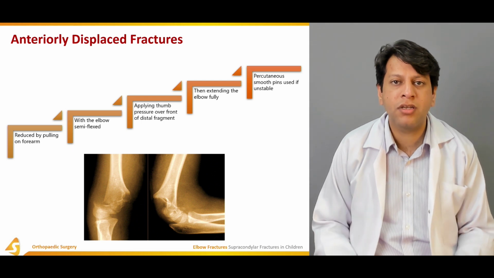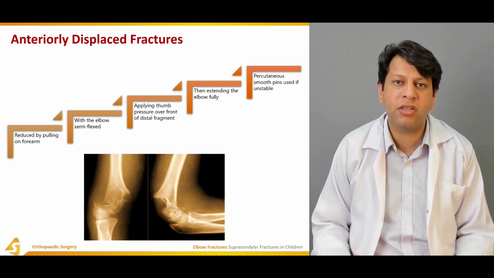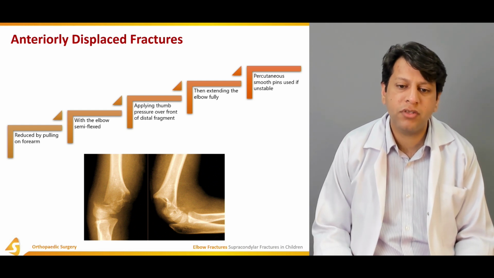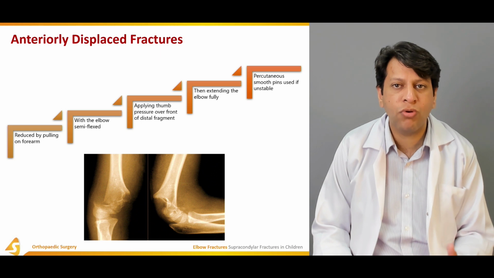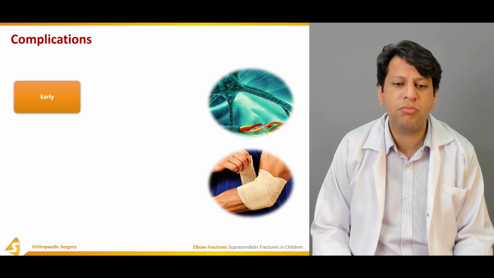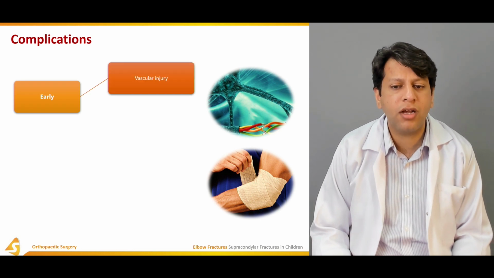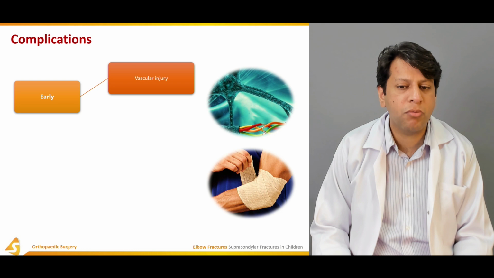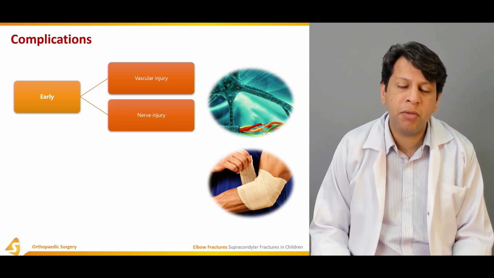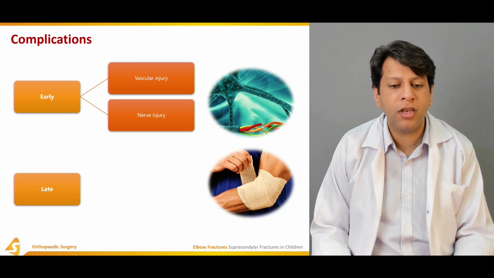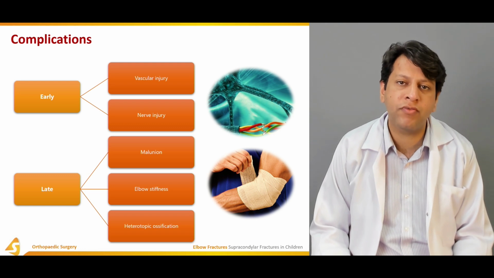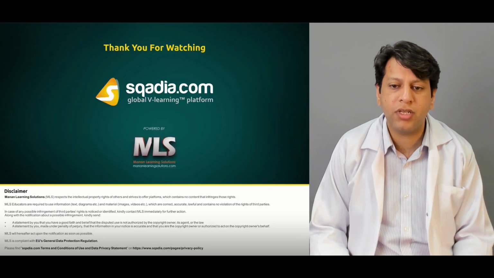And then once the closed reduction is done, we can pass the 2 K wires, one medial, one lateral, or two lateral, as per surgeon's preference, so that these K wires hold the fracture fragment in place for 3 to 4 weeks. Now coming to the complications which may be associated. Early complications occur when we are operating, and could be a vascular injury or a nerve injury, especially the ulnar nerve, which could be damaged when we are passing the medial pin. The late complications include malunion, elbow stiffness, or heterotopic ossification as well, most of the time.